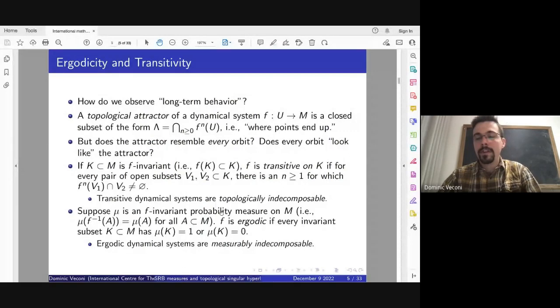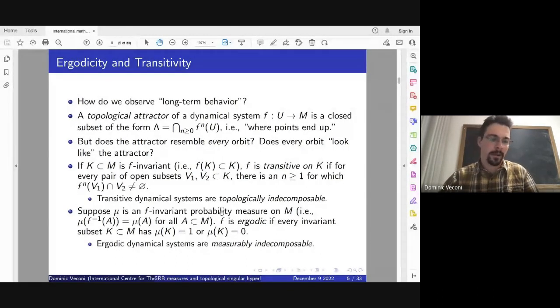So the objective of dynamical systems and ergodic theory in general is to discuss the long-term behavior of dynamical systems. Now, we've seen one way to do that topologically. We saw that a topological attractor is a closed subset that is the intersection of successive iterates of a particular open subset. This is a way of talking about where points end up topologically, but does that attractor resemble every orbit? Are there some orbits that don't look like the entire attractor, or only a part of the attractor?